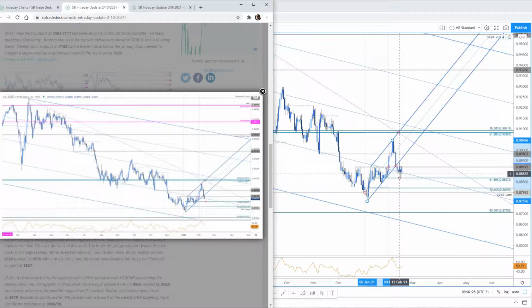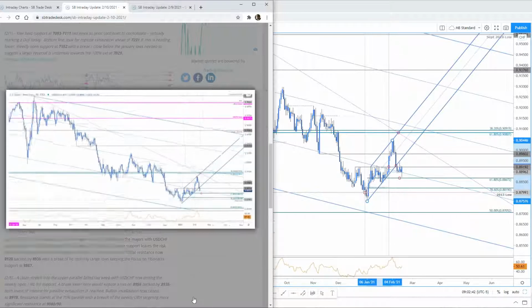Well, again, DXY at resistance, Euro at resistance, Aussie at resistance, Sterling at resistance. I mean, dollar Swiss at support. So I want some structure to the advance.